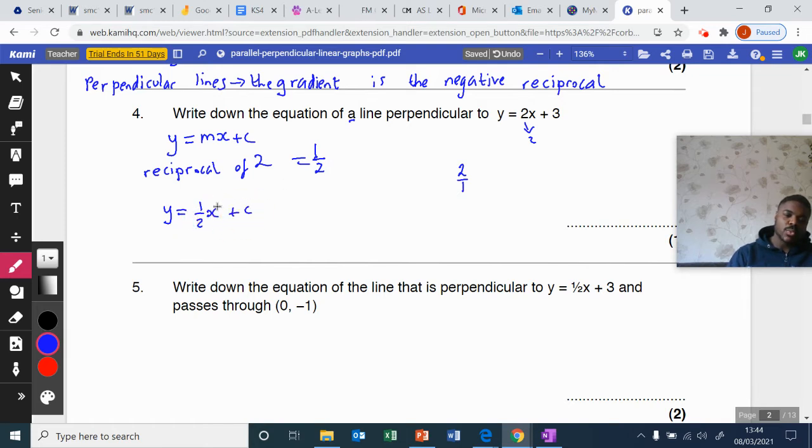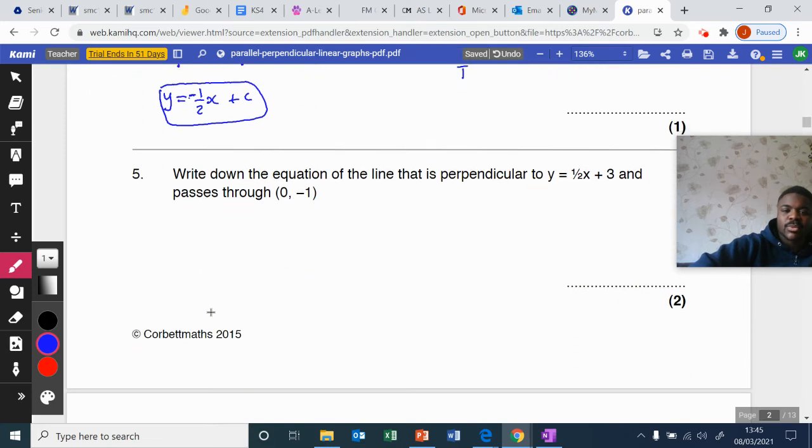One thing we need to do is also change the sign. So we have minus, because the gradient is the negative reciprocal. So the reciprocal of 2 is a half, and then we make that negative. So we have y equals negative a half x plus c. And in this question, c can be anything because they've not told us that it goes through a particular point. So this is good. Right, let's keep going so that you get the idea of working through negative reciprocals.